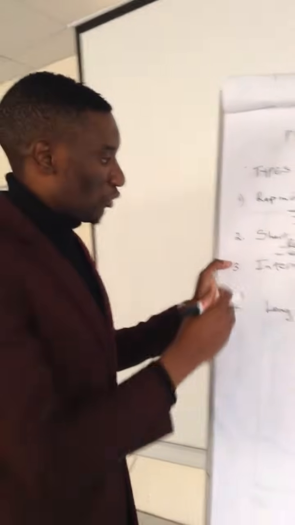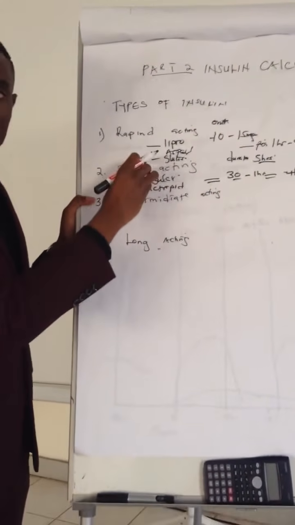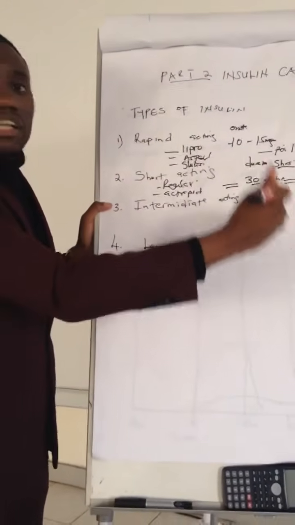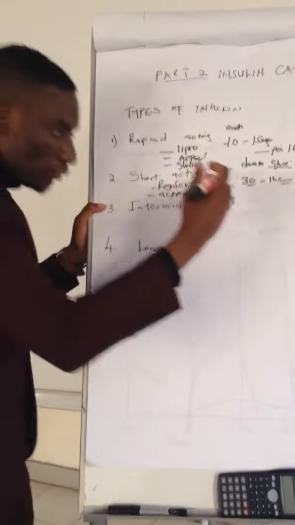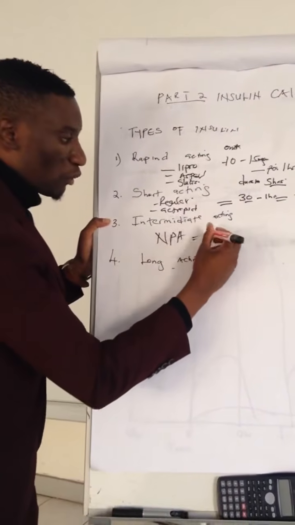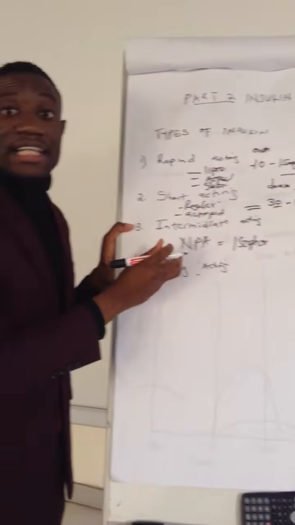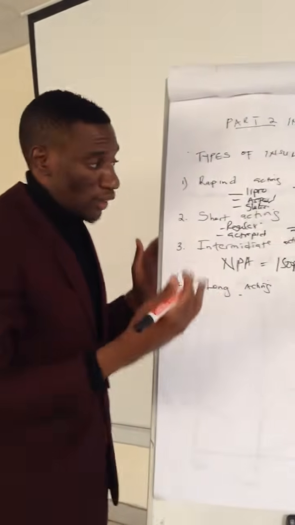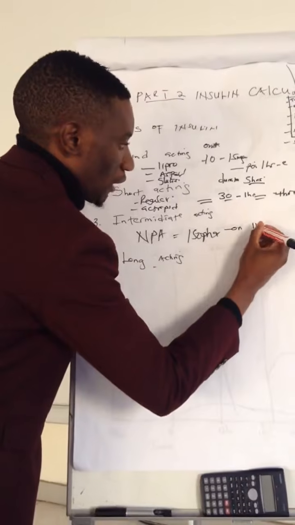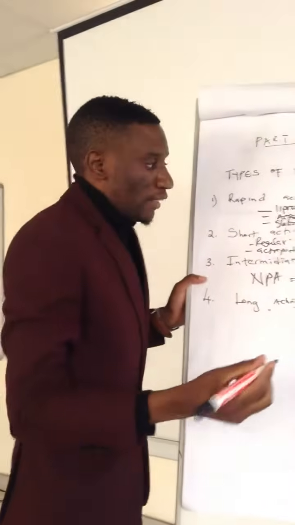The next one we've got is the intermediate acting insulin. This one is simply the short acting insulin to which they added some zinc sulfate, the zinc crystals, so they came up with the intermediate. Intermediate acting examples include the NPH insulin, and we've also got the isophane. These are examples of the intermediate acting. When does it start working? This starts working a bit later, about an hour. So the onset of action for this one is about 1 to 2 hours.